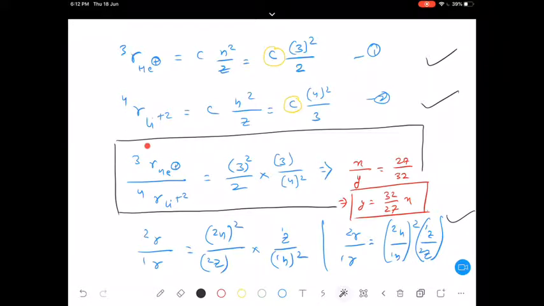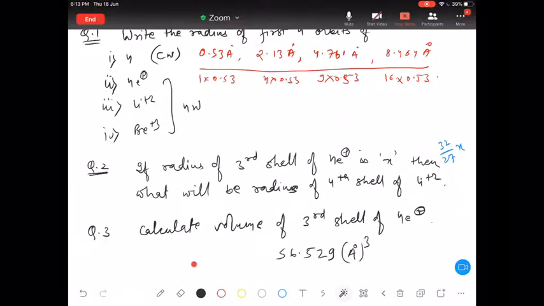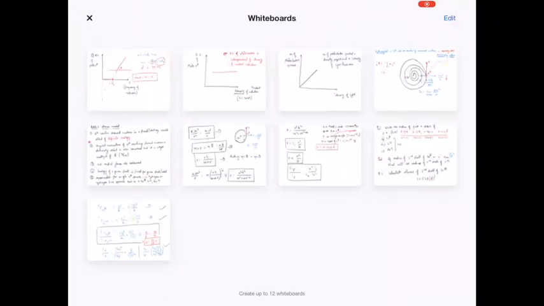Any confusion, any doubt? Third one, yes, after this one, anyone having doubt in the third one? Third one you can solve, all of you. Anyone having doubt in the third question? Third one, no doubt, right? Let's move on now.